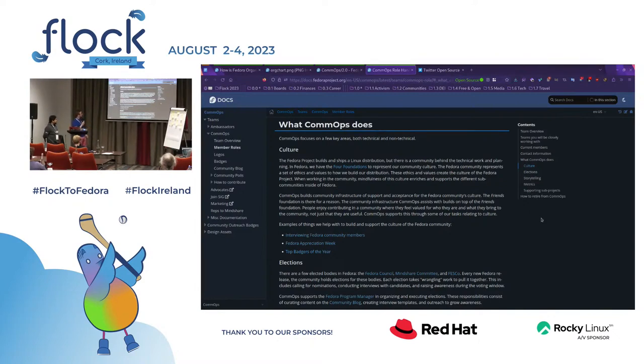So things that CommOps did: we did interviews with Fedora community members about things they're working on or things they're interested in. We launched the community blog in 2015. It was CommOps that launched the community blog website that we have now. We did a Fedora Appreciation Week for the anniversary week of Fedora. We had a week where people could just go and reach out to a package maintainer or someone else you work with in the project. Users even came in to just say thank you and be like, hey, you're doing great work. Or some people would come and do very general, oh, Fedora's great.